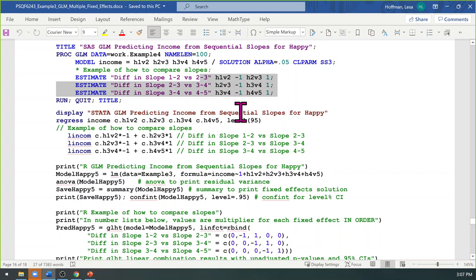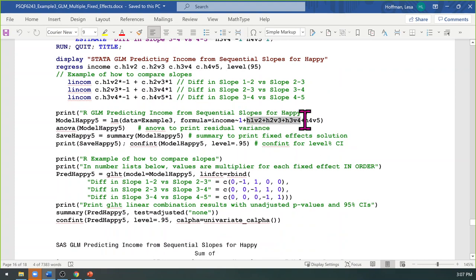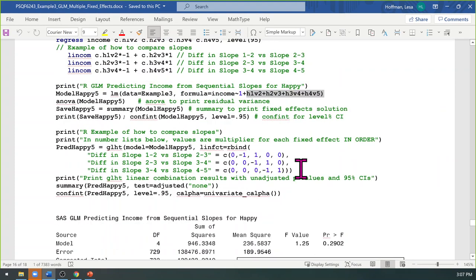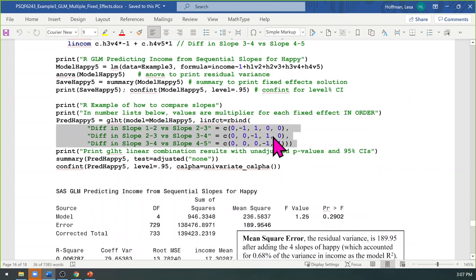The p-value and the standard error will be the same though. And so then in Stata, they go right in there. And then in R, they go in here. And then the only difference is that in R, you have to tell it what to do with all the other fixed effects. And so the ones that are not involved in the comparisons are left to be 0. But it's the same minus 1, 1, minus 1, 1 pattern.